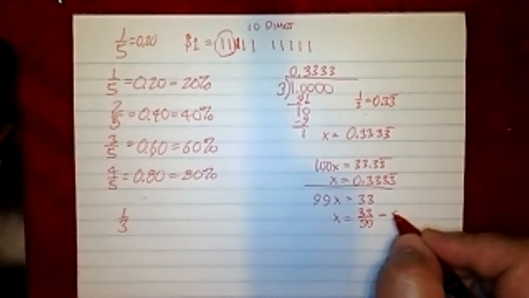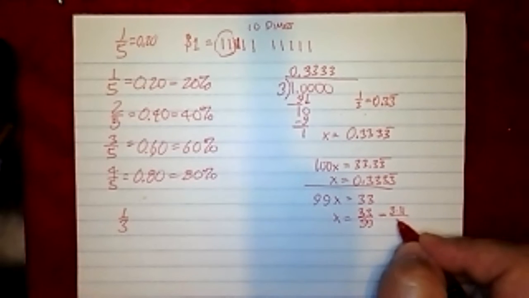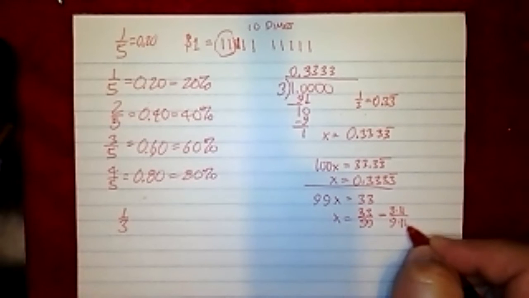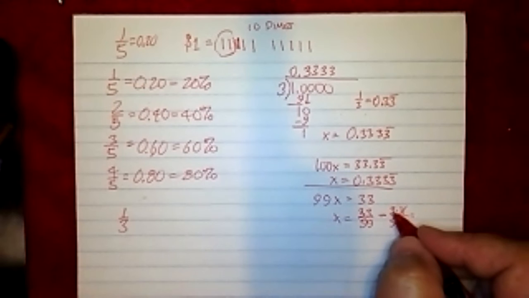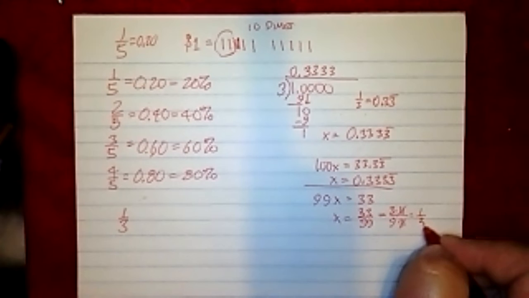So that's just 3 times 11 over 9 times 11. The 11s cancel out, but also 3 goes into 9 3 times because this is 3 times 3. So this just becomes 1/3.